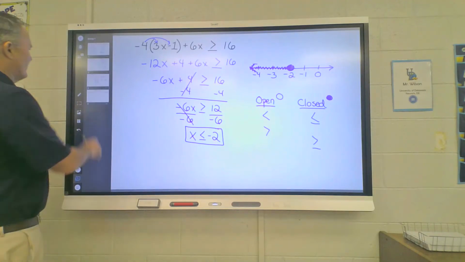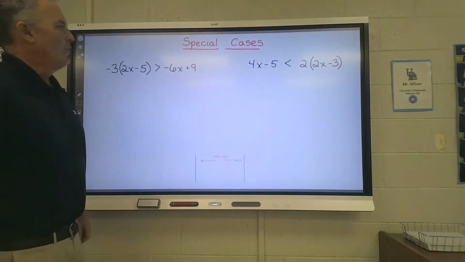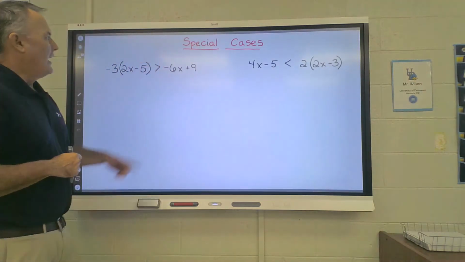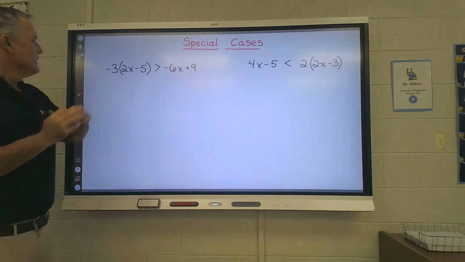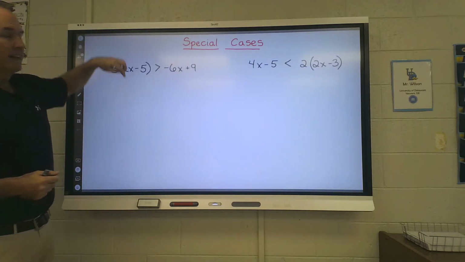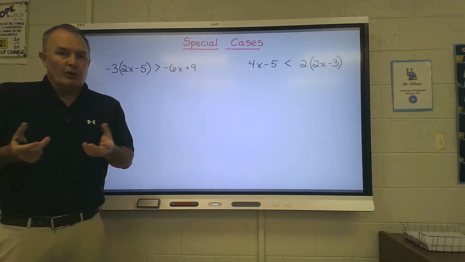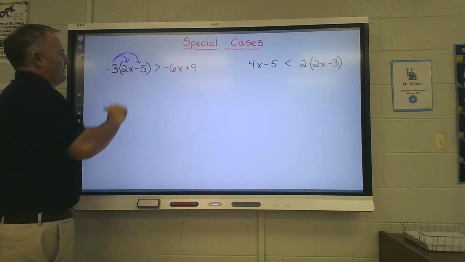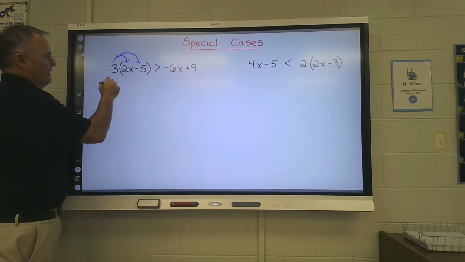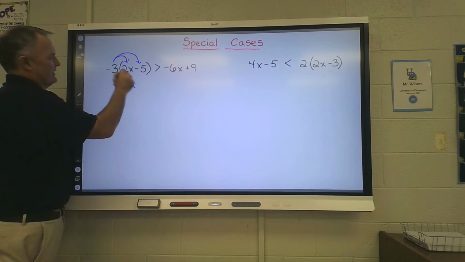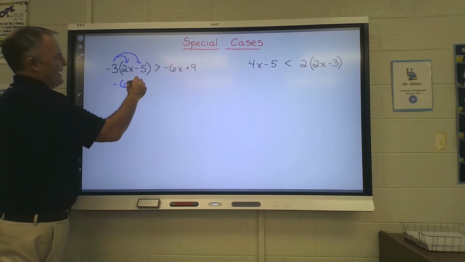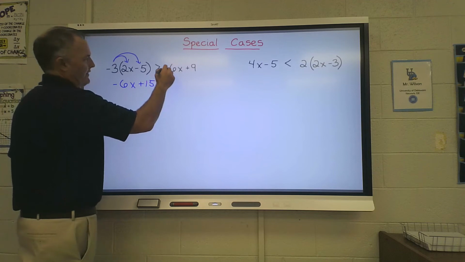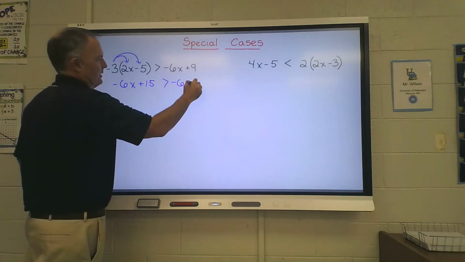All right, now we have 2 special cases with this. We're going to get some tricky answers here, very similar to linear equations. So let's solve this. Let's look at the left. What can I do on the left? Well, I have parentheses, so I can distribute. Multiply the negative 3 times both terms on the inside. That's going to give me negative 6x. Negative 3 times negative 5 is a plus 15. Is greater than negative 6x plus 9.